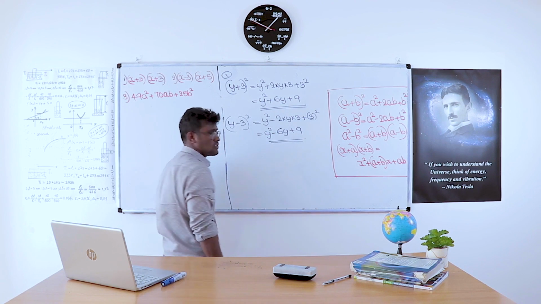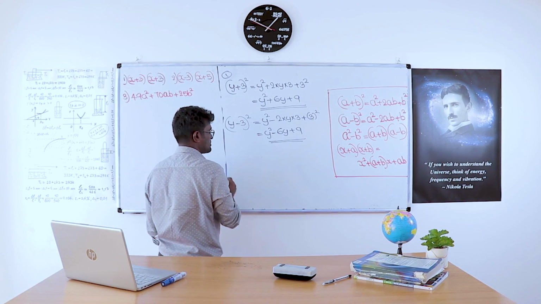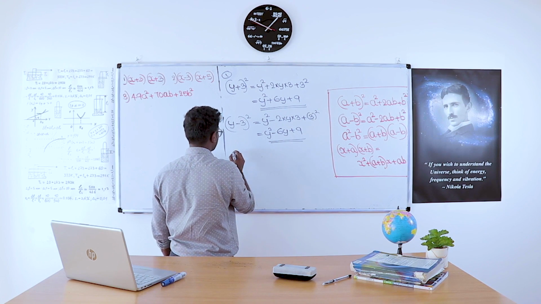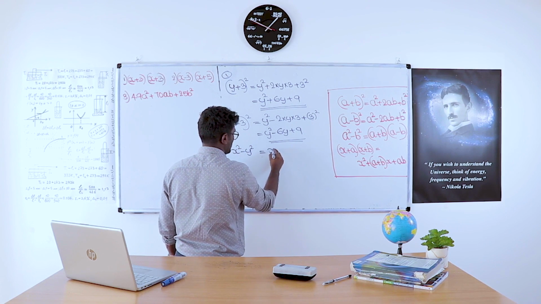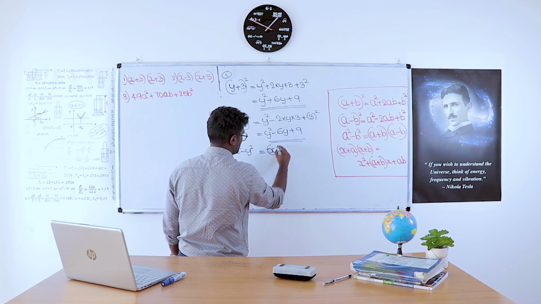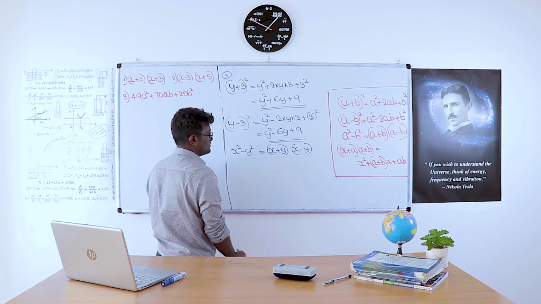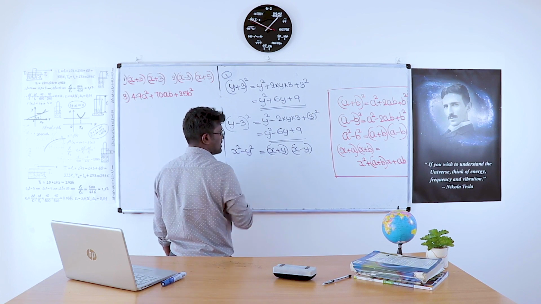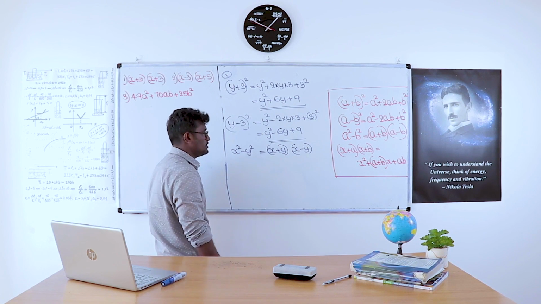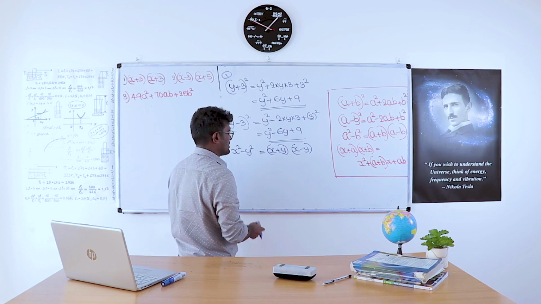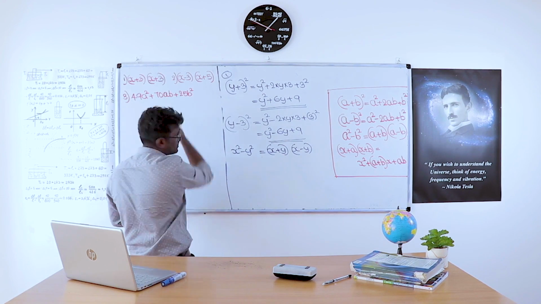What about a square minus b square? a square minus b square, we can write x square minus y square. How will you write x square minus y square? x plus y into x minus y. This is the equation. x square minus y square is equal to x plus y into x minus y. a square minus b square. Also, we can do these problems.